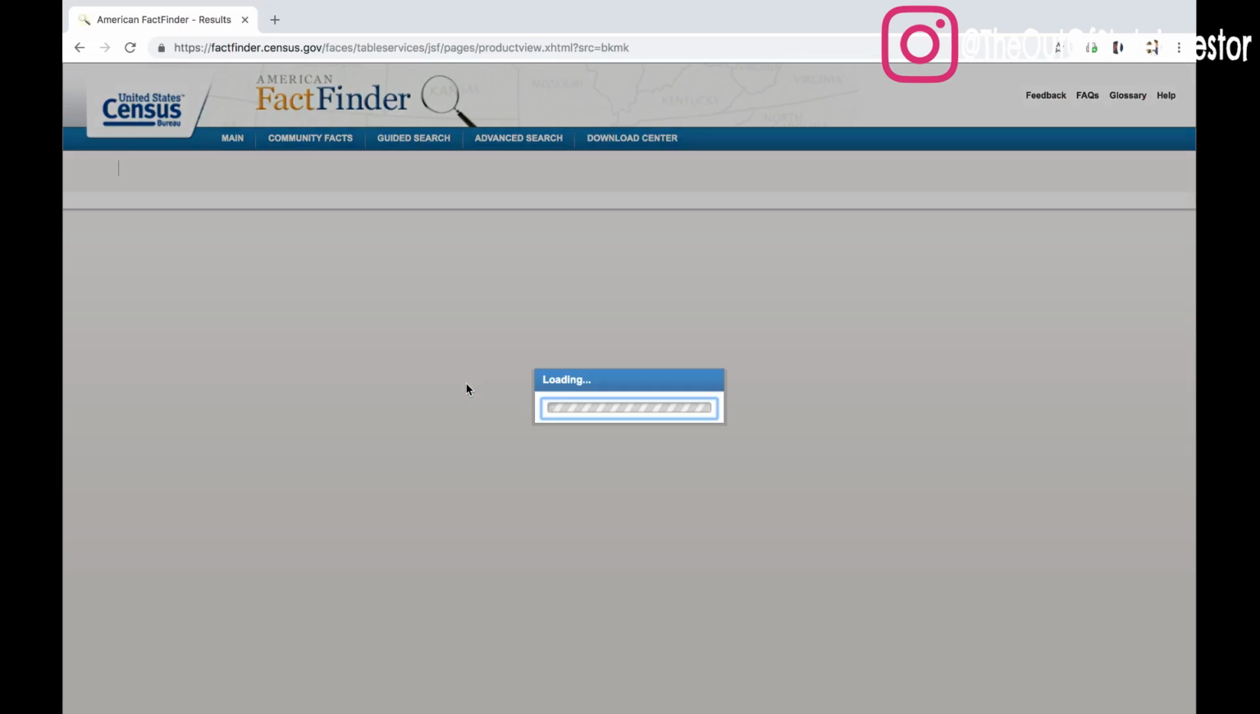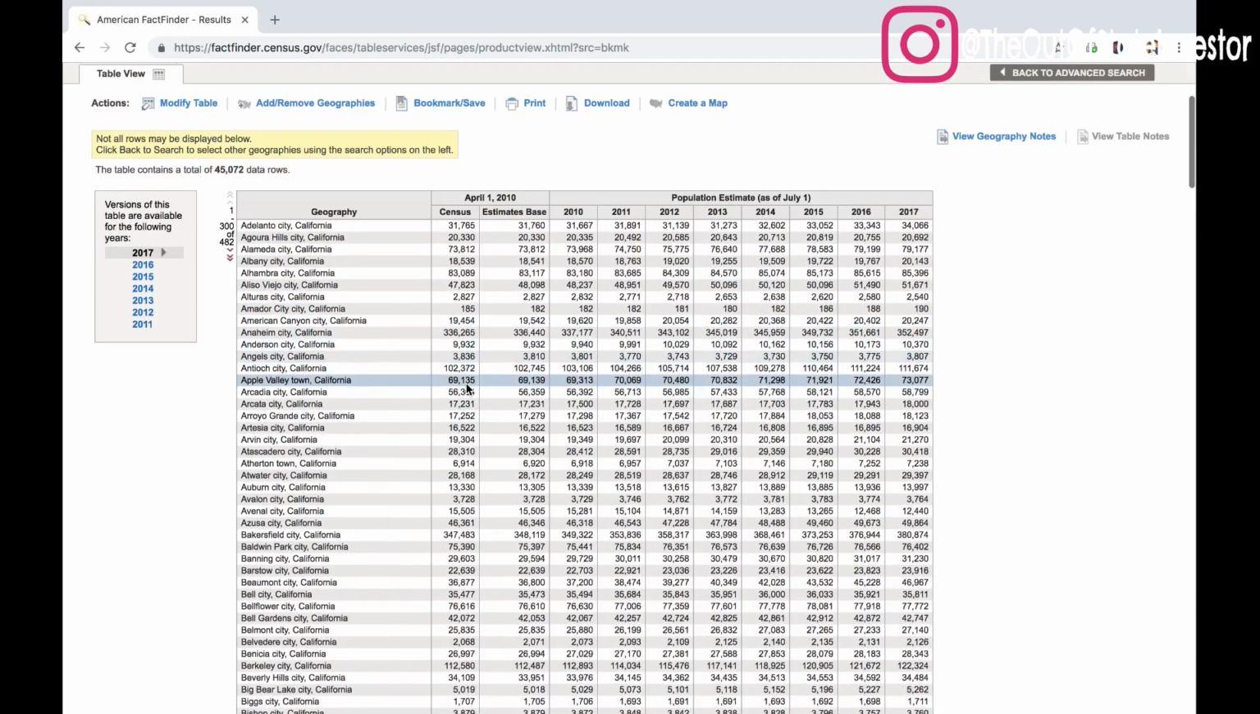Now, the website that I like to use for this information is www.census.gov. This will give you the most up-to-date information on population and will help you as you continue to narrow down your target area.